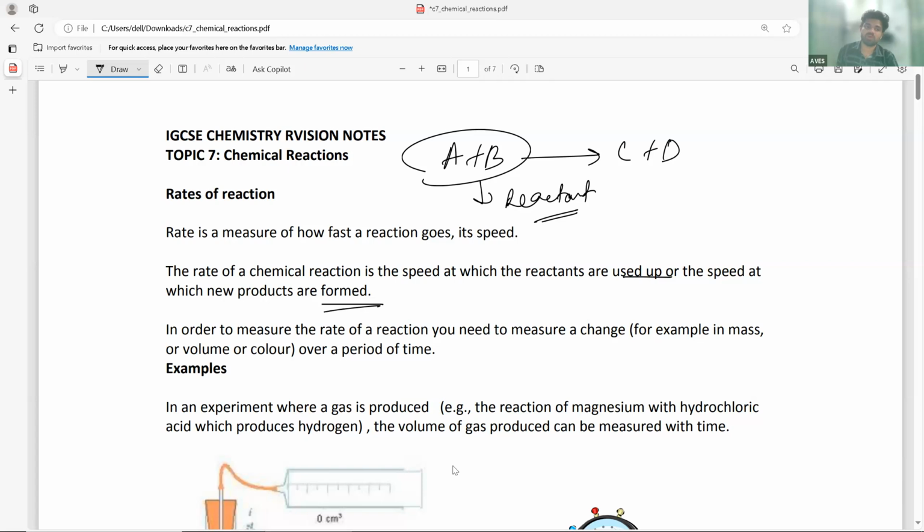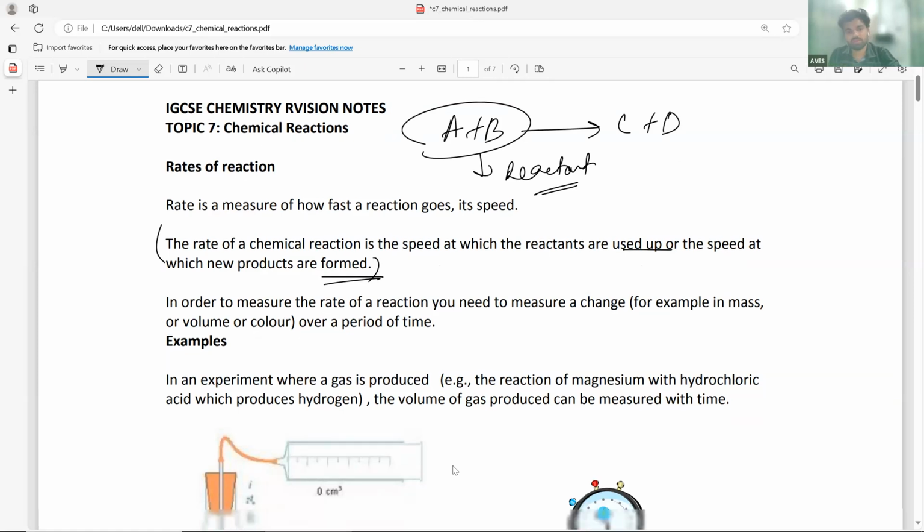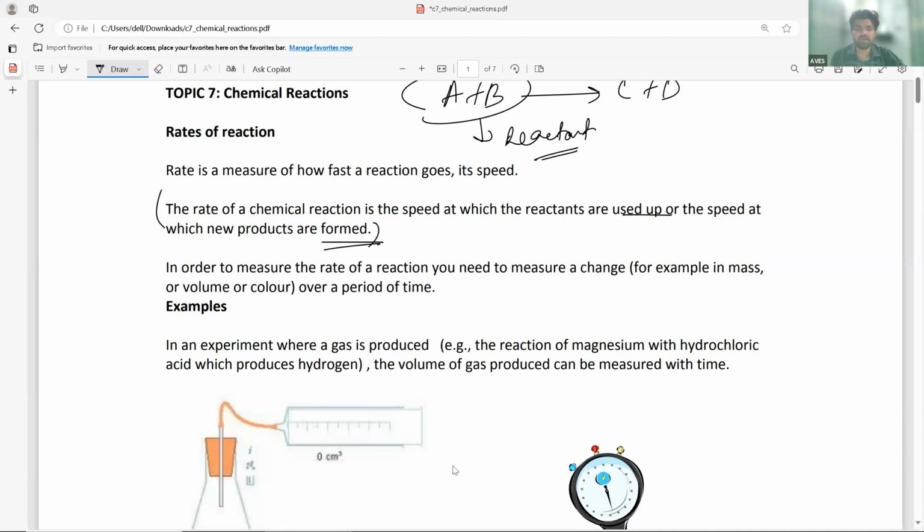In order to measure the rate of reaction, you need to measure the change over a period of time. We measure the time. The change can be, for example, mass, volume, or color over a period of time. So note this definition up to here: the rate of chemical reaction is the speed at which the reactants are used up or the speed at which the new products are formed.